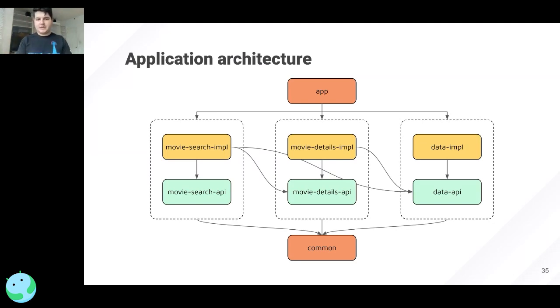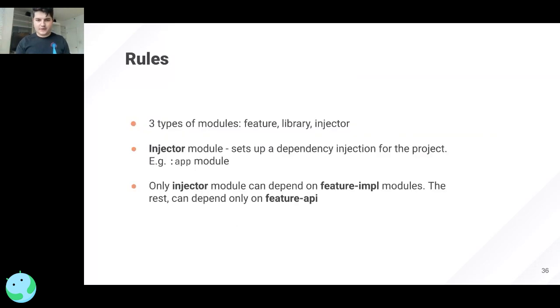And as you can see, if you have dependencies on features, for example, movie search implementation on the left, it depends on the API of movie details and data API, but not on the implementations, which means that changes in the public binary interface of any implementation part do not trigger anything and do not impact anything.